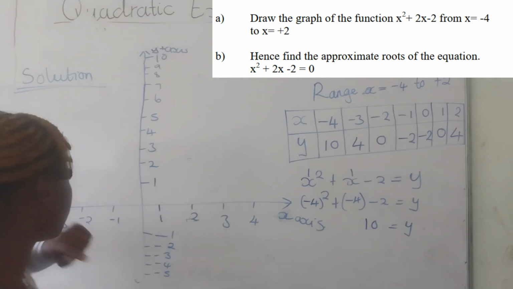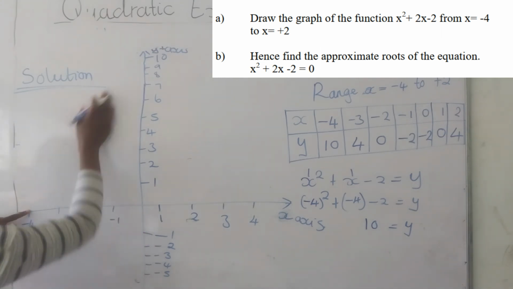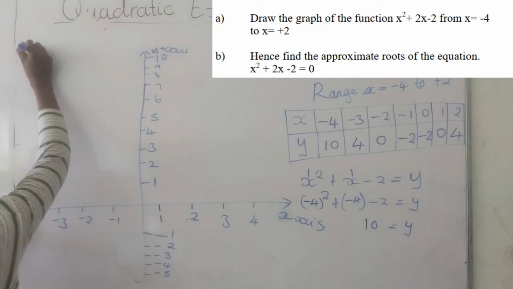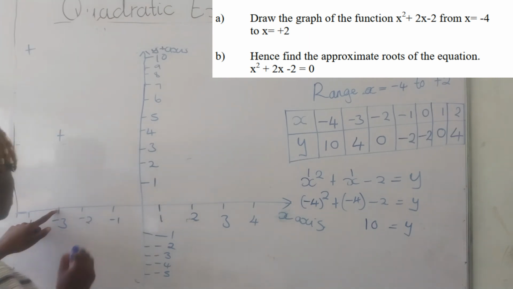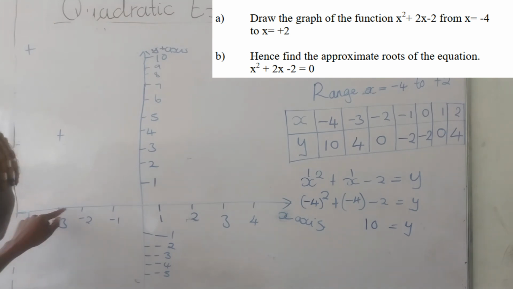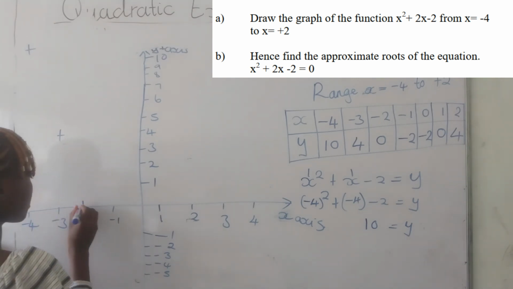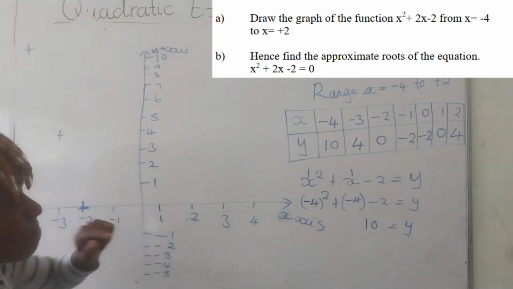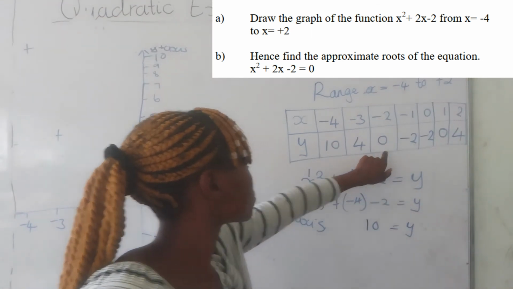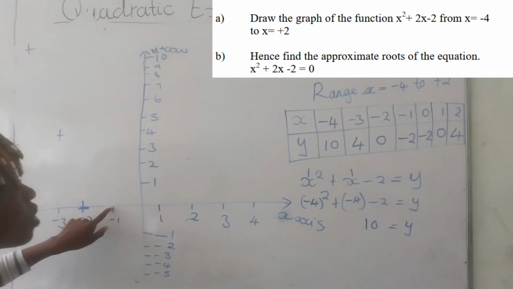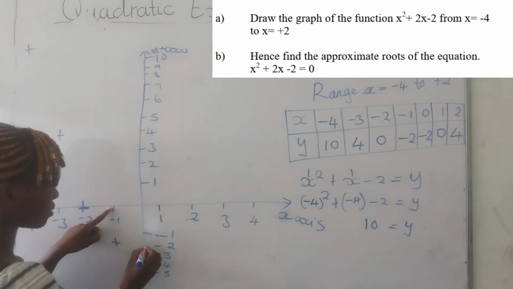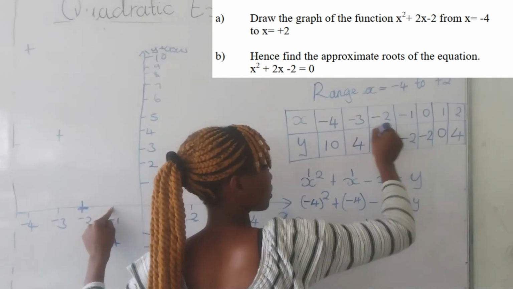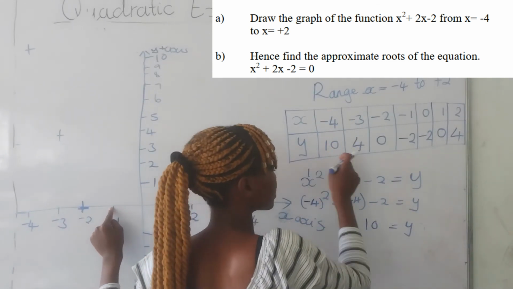For minus 4, y is equal to 10. For minus 3, y is equal to 4. For minus 2, y is equal to 0. For minus 1, y is equal to minus 2. See that I'm following the column. I'm taking minus 4 and finding the y value for that.